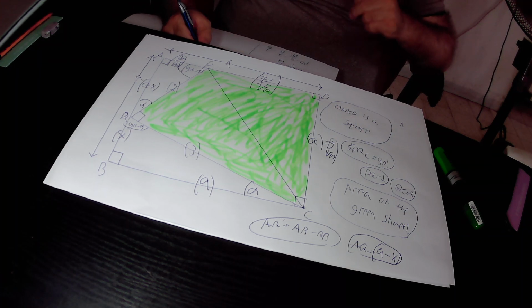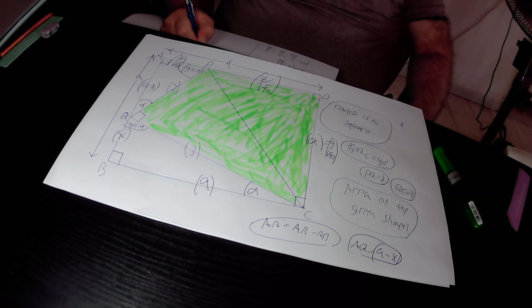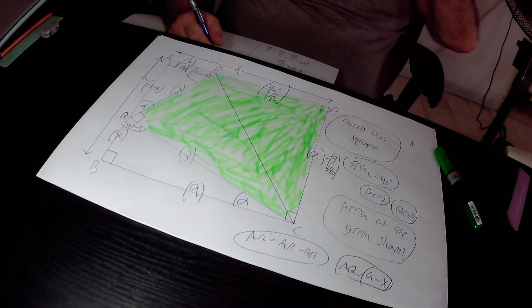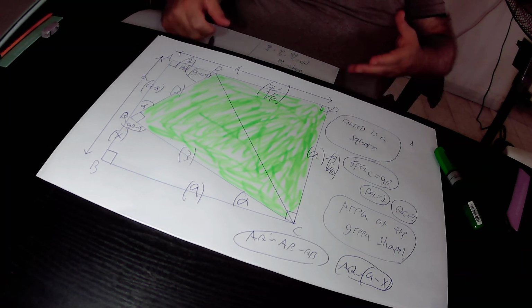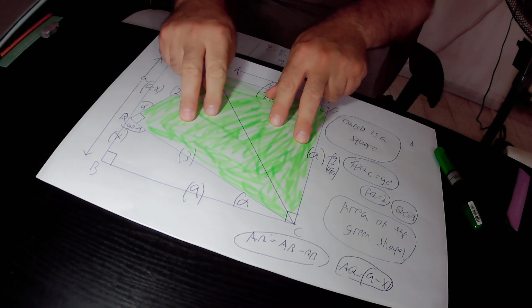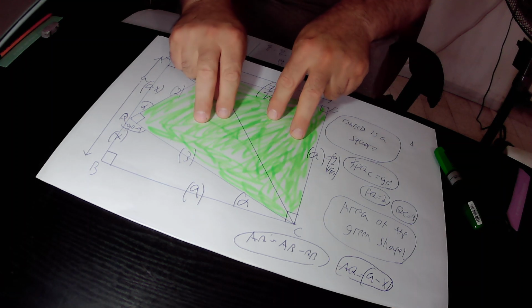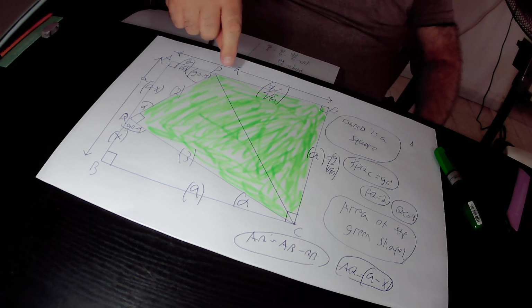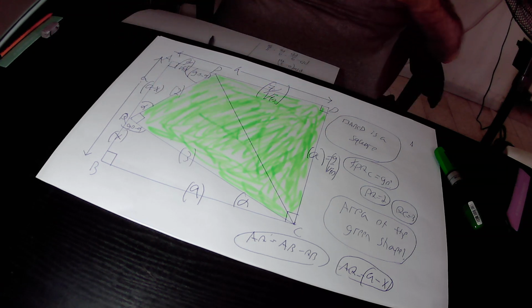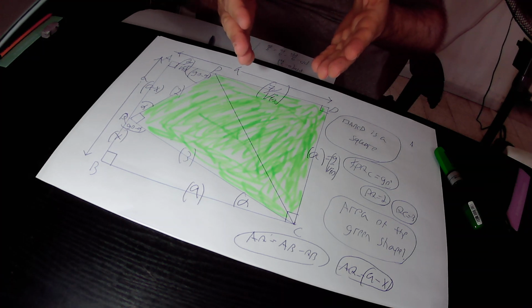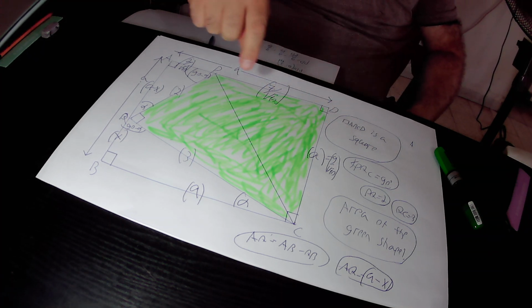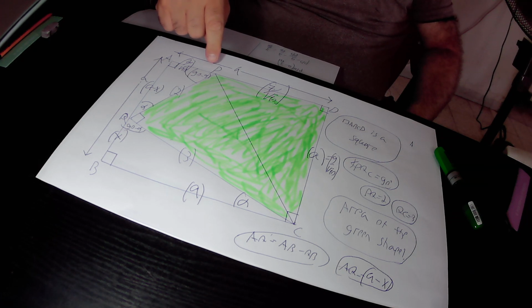So the area of the green shape is equal to, actually this green shape consists of those two right triangles. Again, this green shape consists of exactly those two right triangles, the right triangle PDC and this right triangle PQC. And therefore, the area of this green shape must be equal to the sum of the areas of those two right triangles, triangle PDC and triangle PQC.